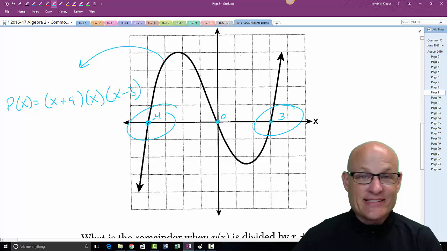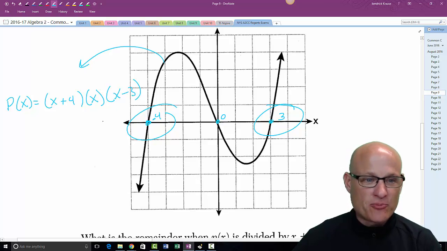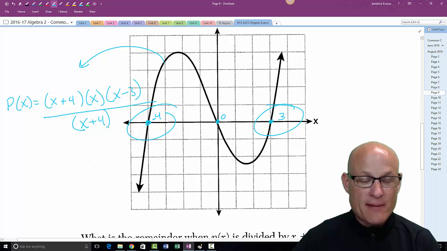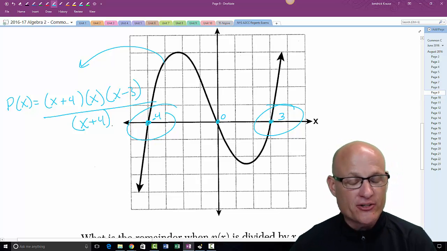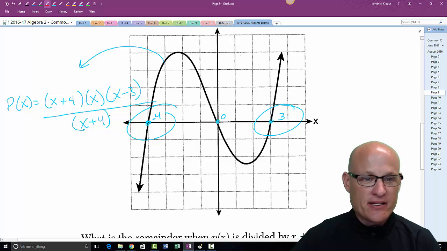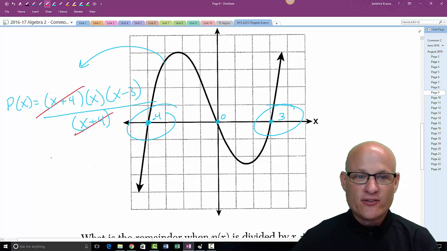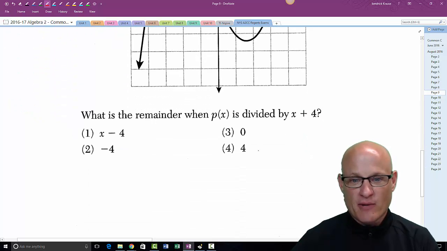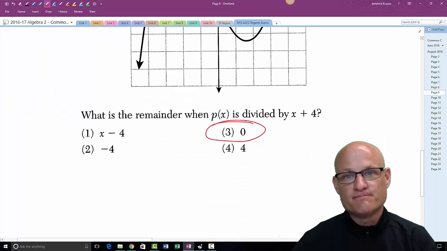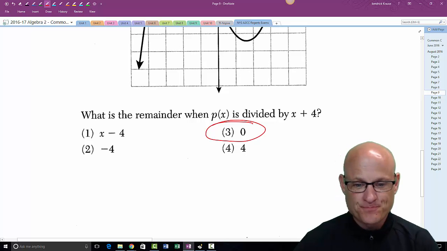Well, I need to divide by x plus 4. So when you divide by x plus 4, remember, we're talking about the remainder. Well, if I divide that, doesn't this divide in evenly? Those just cancel. I have no remainder. So in this case, using the remainder theorem, my remainder would be simply 0. And that's the answer to that question.